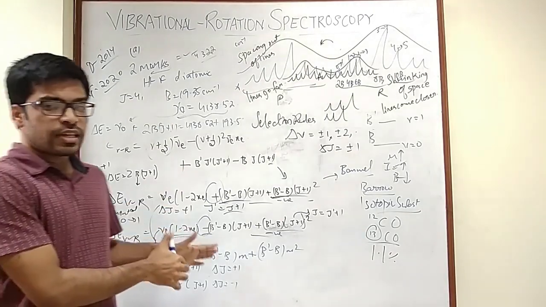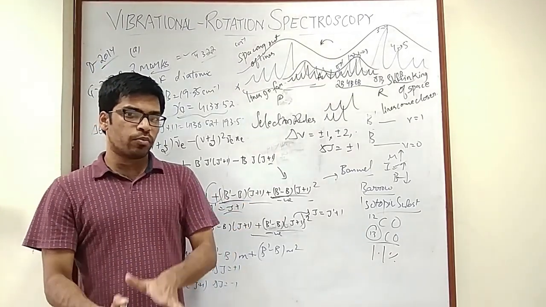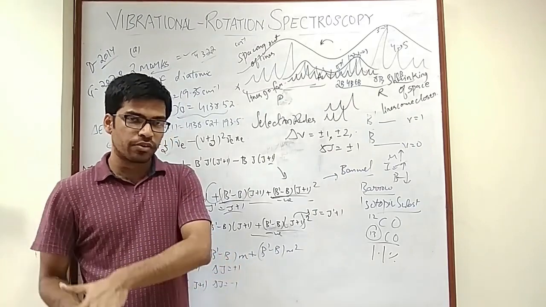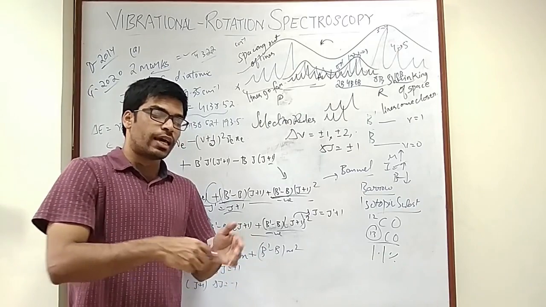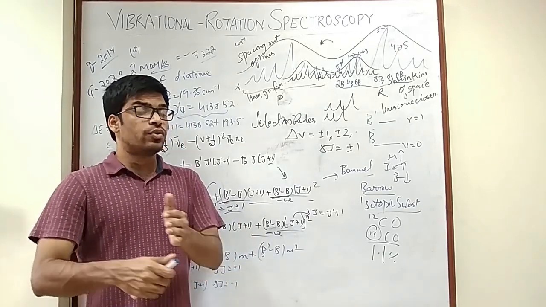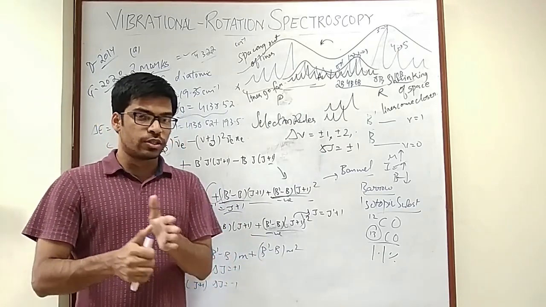Now in this lecture we have only considered diatomic molecules for the discussion of vibration-rotation spectra. In the next lecture we'll see the vibration-rotation spectra of polyatomic molecules, followed by the effect of nuclear spin statistics on the vibration-rotation spectra.